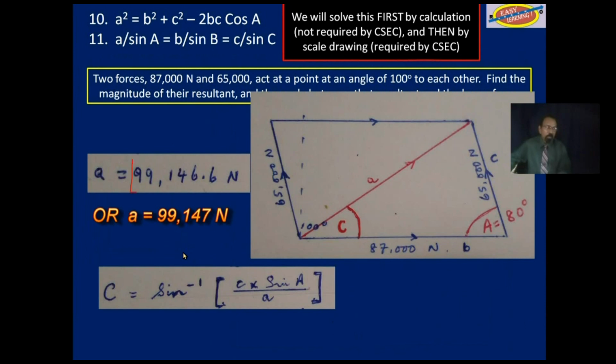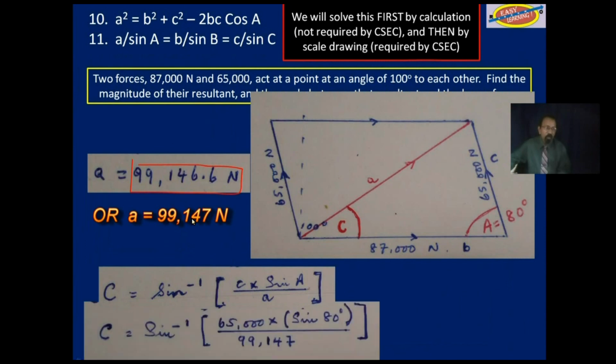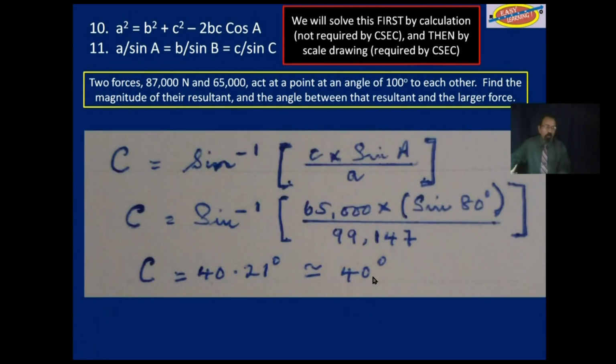We will use A as 99,146.6 newtons. And so we know what C is. C is 65,000. We know what A is, still 80 degrees. And we know what that is, angle A is 80 degrees. And we know what side A is, which we just calculated up here. You can do that one step as is. And when you do that, you will get 40.21 degrees. We round it off to 40 degrees.